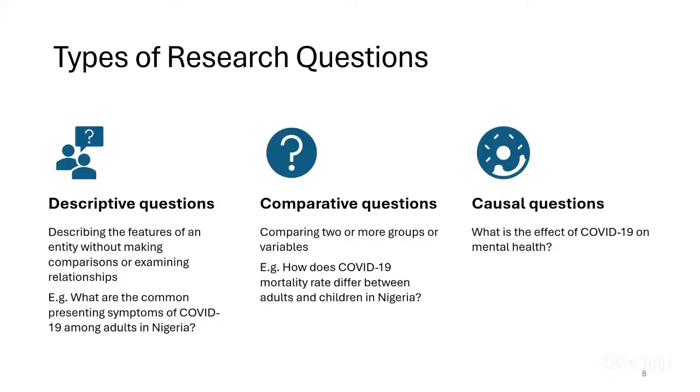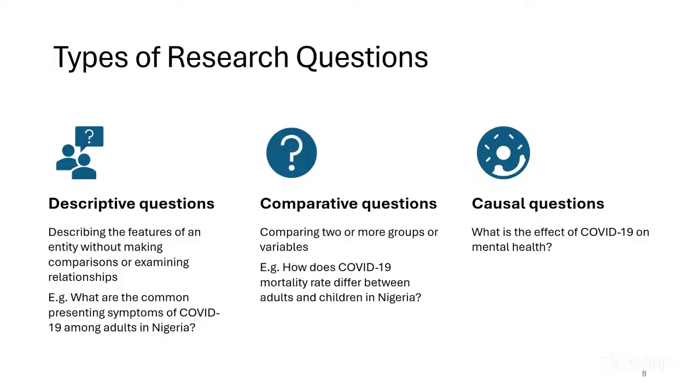Now, what are the types of research questions? So there are different schools of thought, or different classifications you may see if you look through literature. But I've tried to put it down into these three major areas. These are broad, encapsulating almost the different types of questions you're likely to find. So there are the descriptive questions, which simply describe the features of an entity without making comparisons or examining relationships.